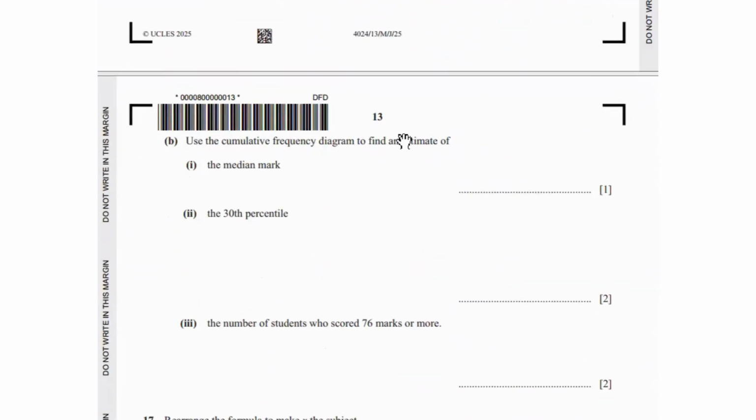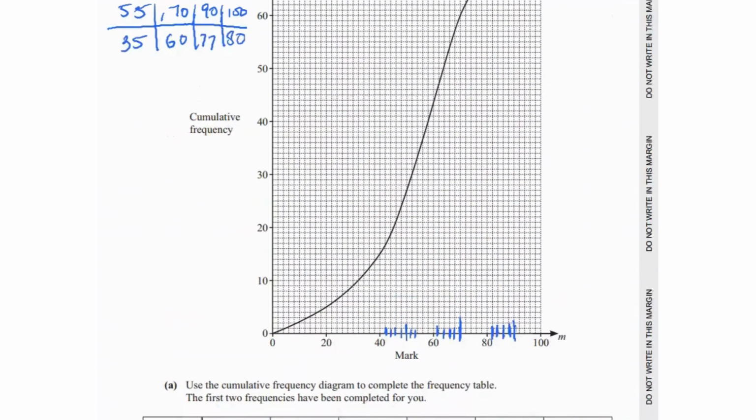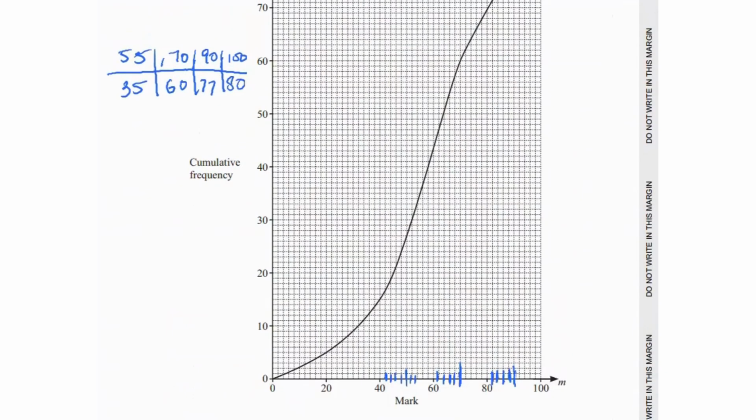Then for the 30th percentile, you will find 30% of 80, which is going to be 24. So you draw a line from 24. So that's going to be 1, 2, 3, 4. That's 48. So 48 marks is your 30th percentile.